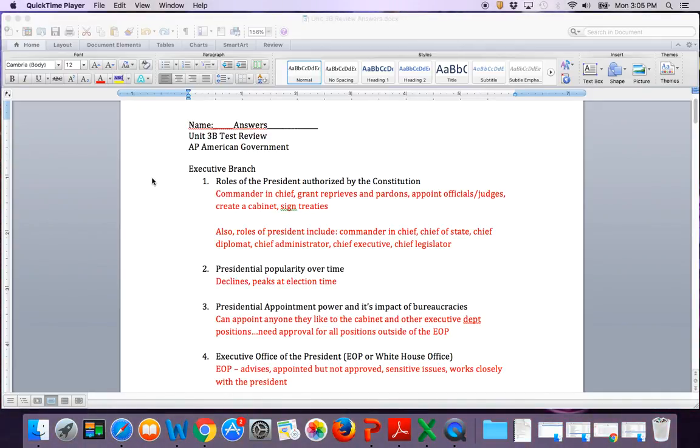Here's your Unit 3B test review, looking over the study guide. First off, we're going to start with the executive branch.